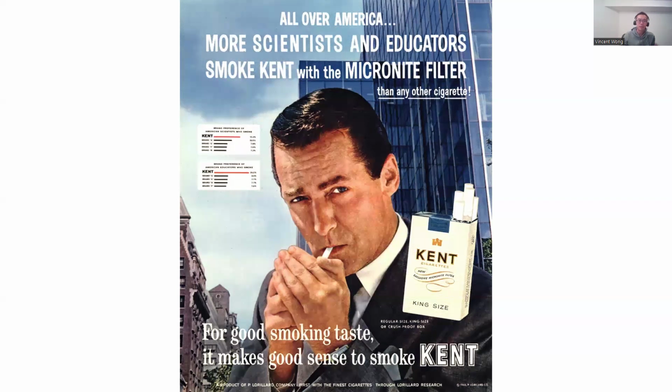And so what happens is there's this particular product, a brand. They say, all over America, more scientists and educators smoke Kent, the brand with the micronite filter, right? They are claiming that the filter on their cigarettes will take away the bad stuff, so you can enjoy smoking without worrying about the adverse health effects, right? And it turns out that the filter actually contains asbestos, right? So maybe you're not going to get the cancer from the cigarette, but the asbestos will certainly give you the mesothelioma, right?